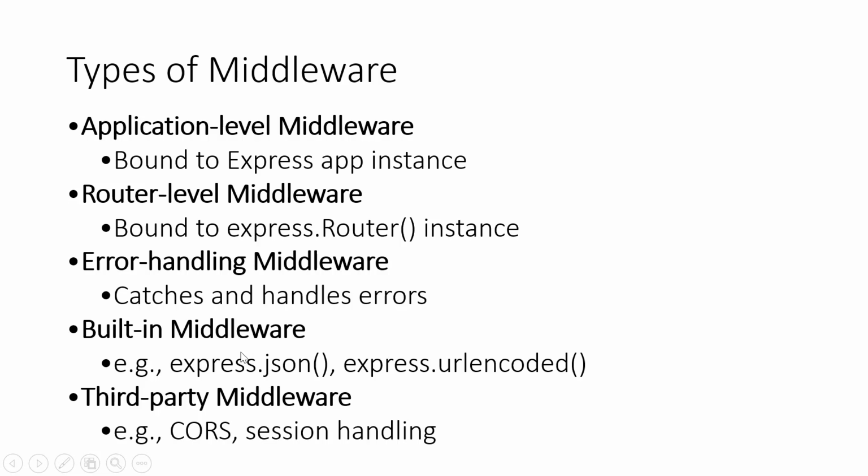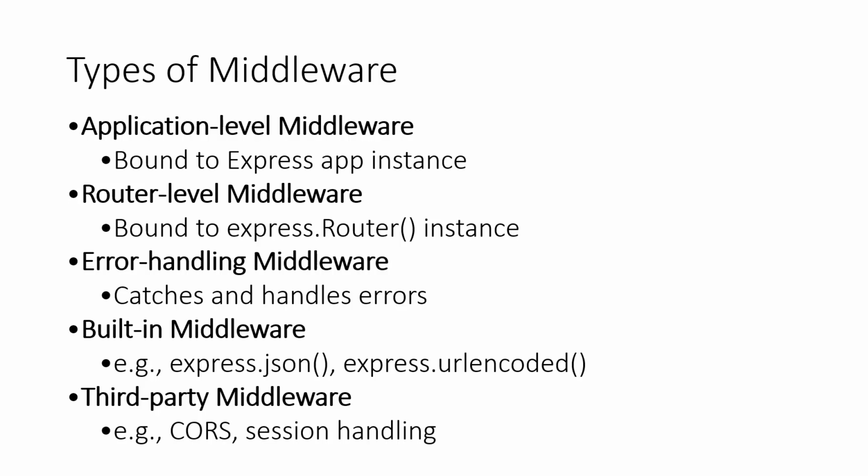Built-in middleware is a very peculiar middleware. Express.js provides some built-in middleware functions such as express.json and express.urlencoded to handle common tasks like parsing JSON and URL encoded data. So if your application is dealing with some JSON body or JSON data, then you may have to use built-in middleware that provides these two methods, that is express.json and express.urlencoded. Then finally we have third-party middleware.